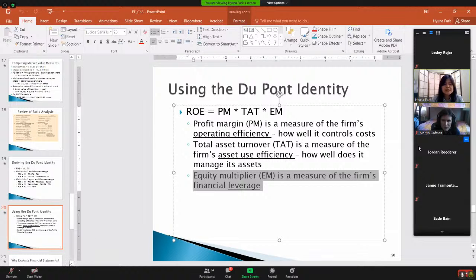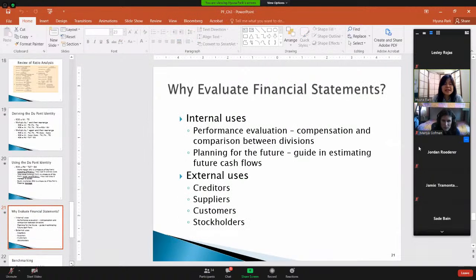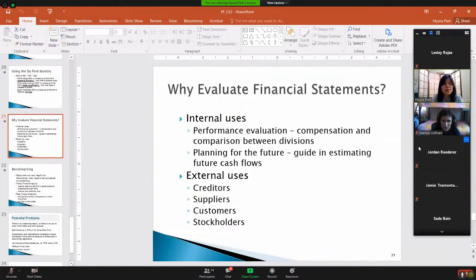All right. So you finished the DuPont Identity. And the remaining slides are just a summary of how to use this information. This chapter 3 is about evaluating the financial statements of a company. So why do we learn how to evaluate financial statements? There are internal usage and external usage.